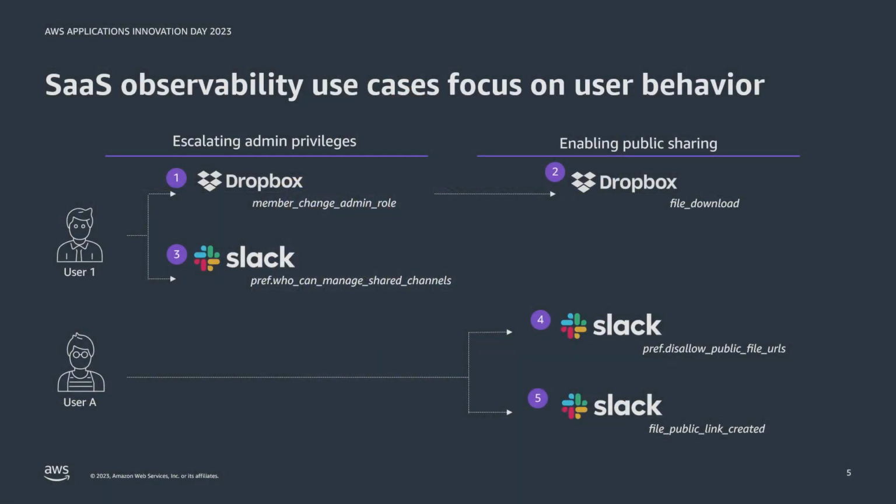Let's take a real-life scenario, an example. Here we have two users, user 1 and user A. They're taking actions in two applications, in this example Dropbox and Slack. The actions they're taking are suspicious because they could indicate that company data is at risk of being exposed, and this company data could have personally identifiable information about the company's customers, or it could have commercially sensitive information that the company wants to keep close and secret.